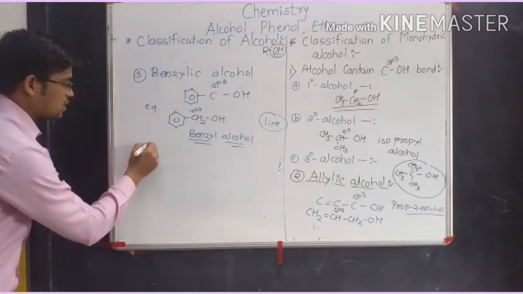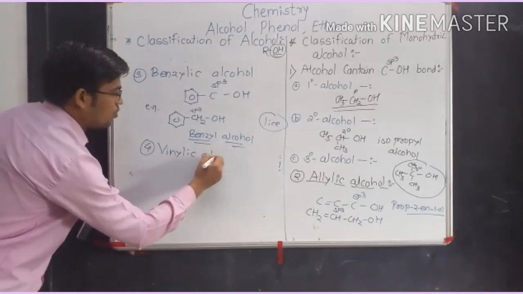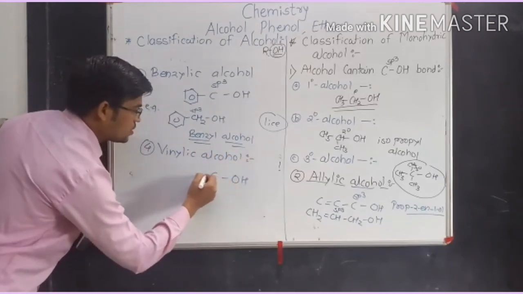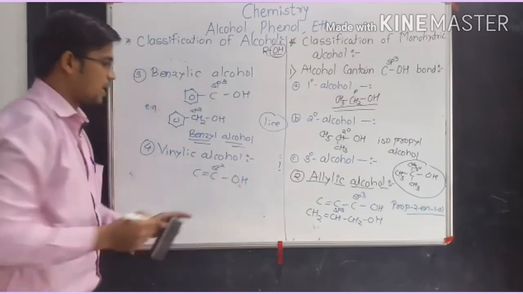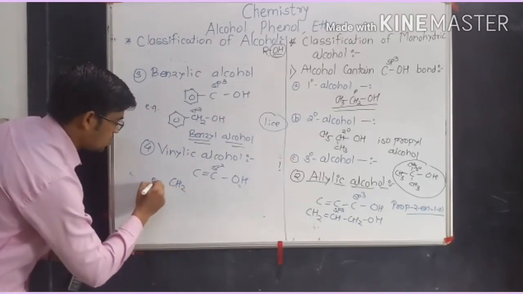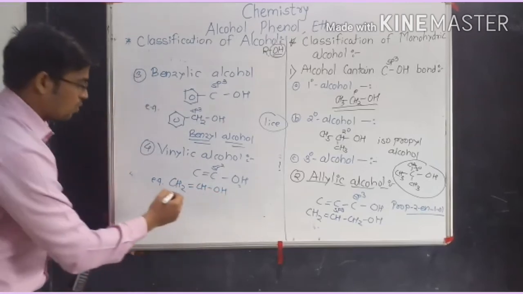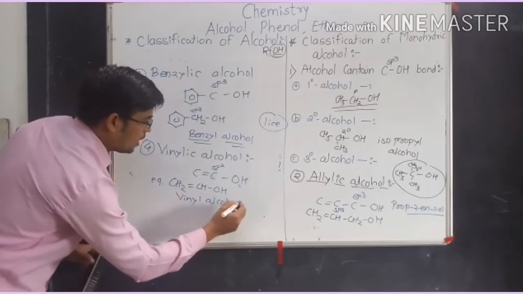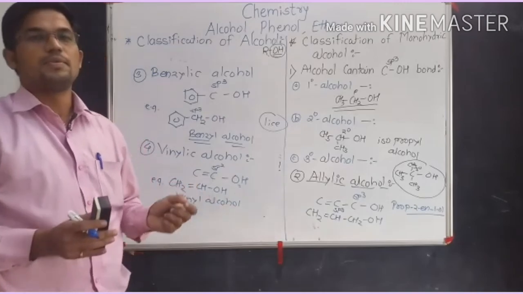आणि शेवटचं, the last one is vinylic alcohol. The vinylic alcohol is one in which the hydroxyl group is attached to an sp2 carbon atom, or the OH group is directly attached to a carbon-carbon double bond. For example, CH2=CHOH is called vinyl alcohol. This is an example of a vinylic alcohol, and this vinyl alcohol is used for the preparation of polymers like polyvinyl alcohol.